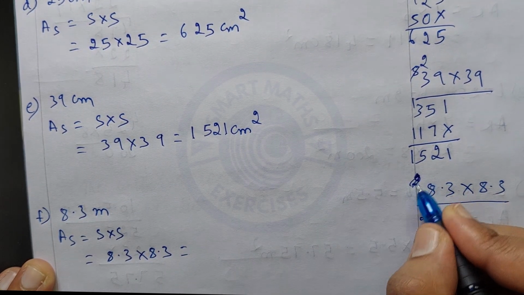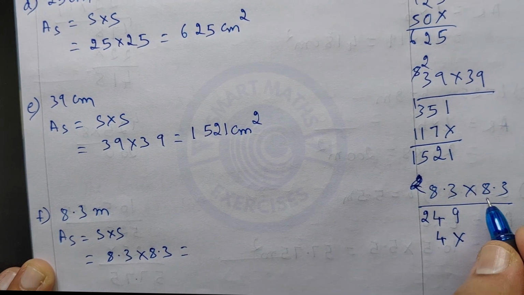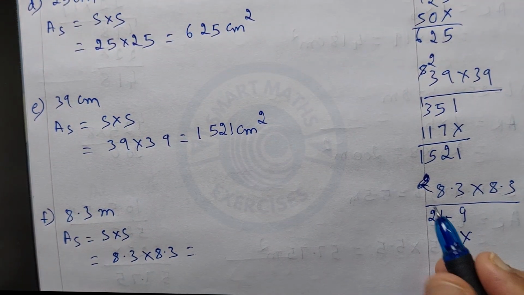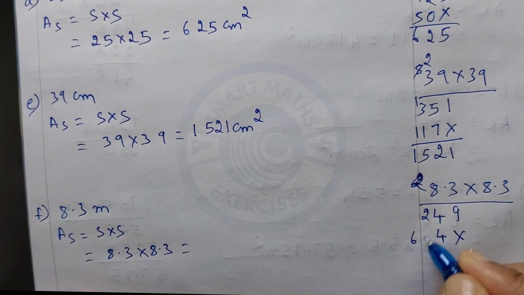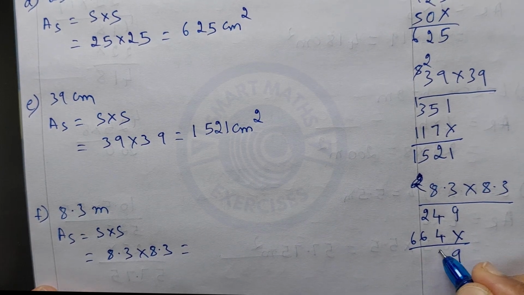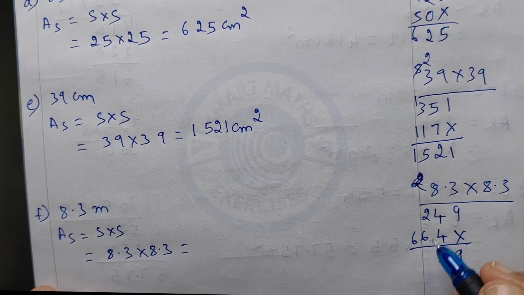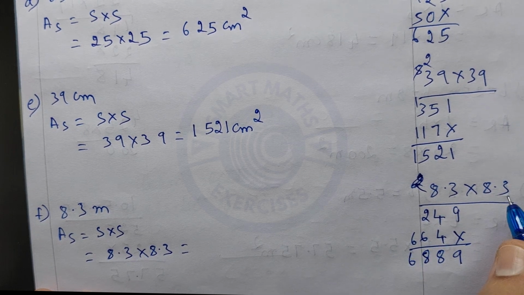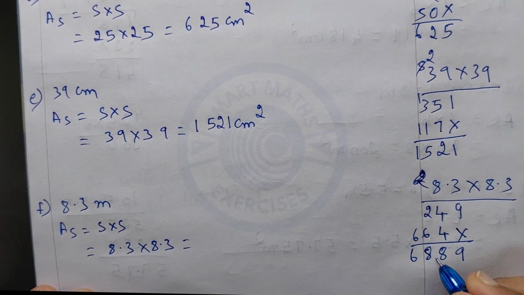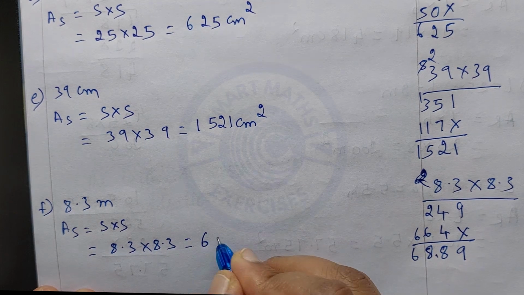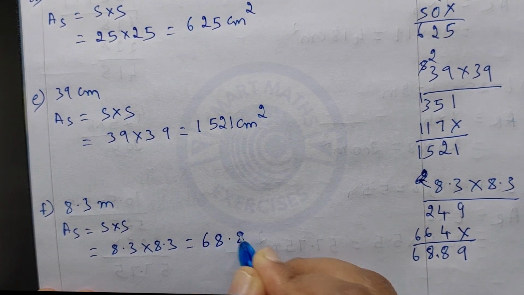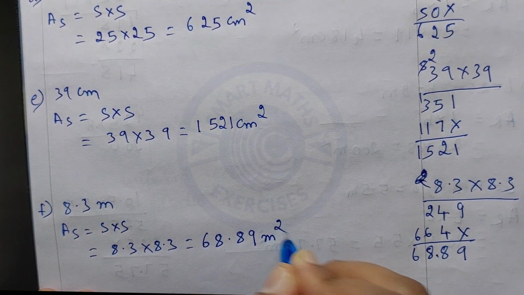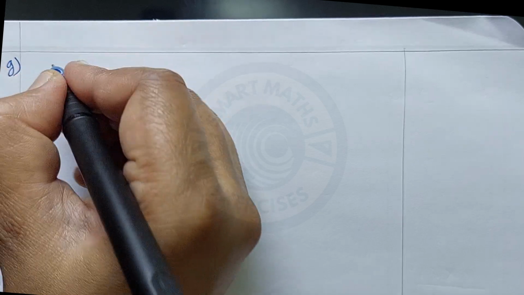3 8s are 24. So 24. 8 8s are 64. 64 plus 2, 66. 9. 4 plus 4, 8. 6 plus 2, 8. 6. Decimal point after 2 digits. So answer is 68.89 meter square.